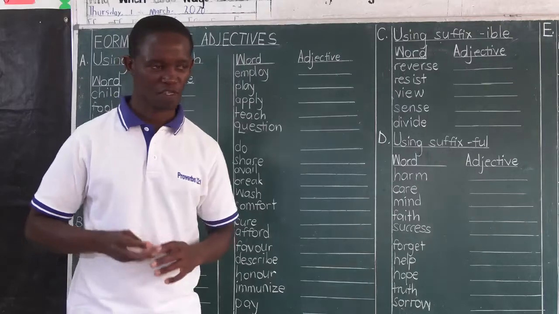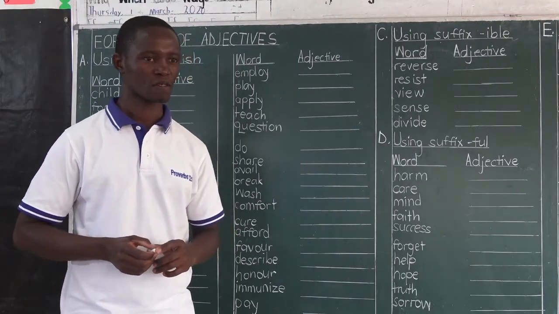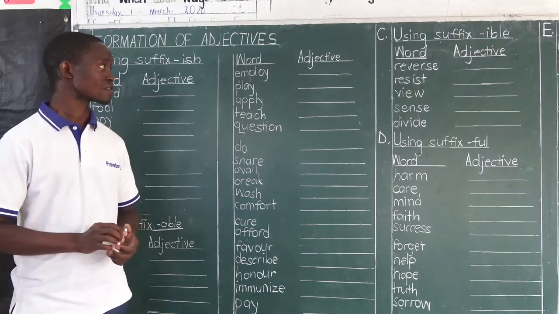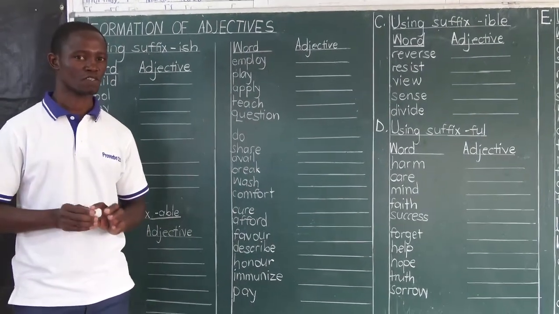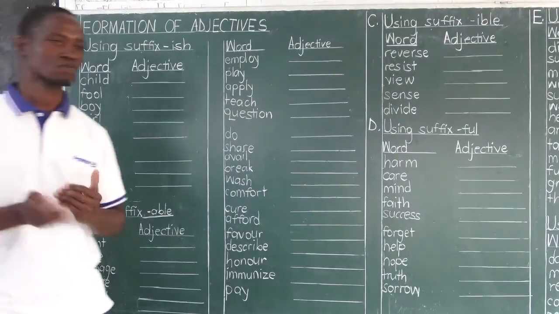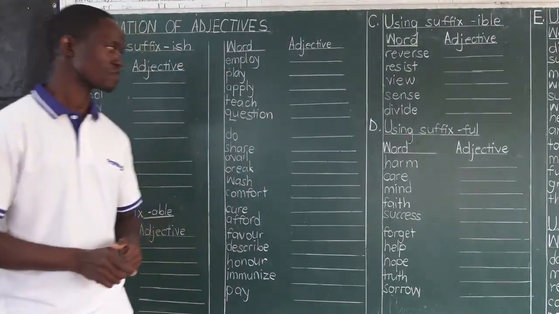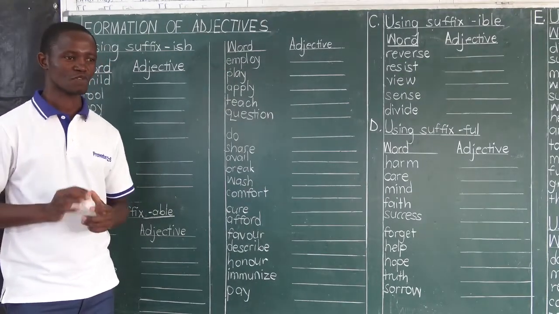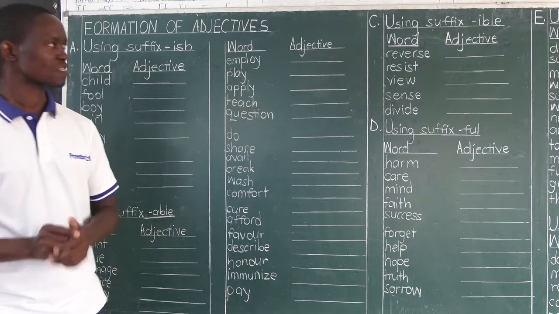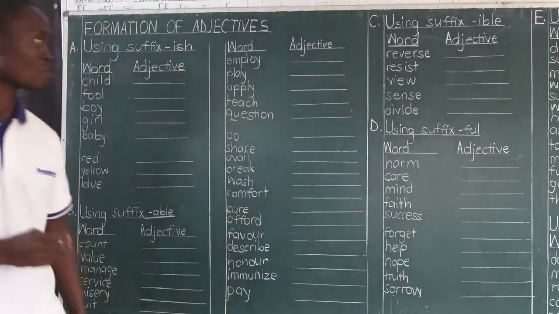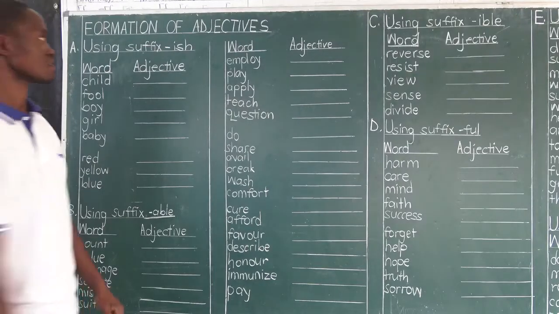In the very previous lesson we had, in this very class P6, we had a look at formation of adjectives, and that was just about an introduction to formation of adjectives. The same teacher standing before you told you that adjectives can be formed from suffixes. Yes, we can form adjectives from suffixes.